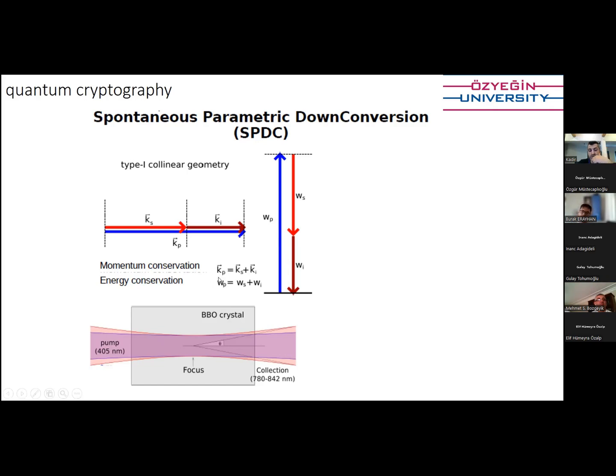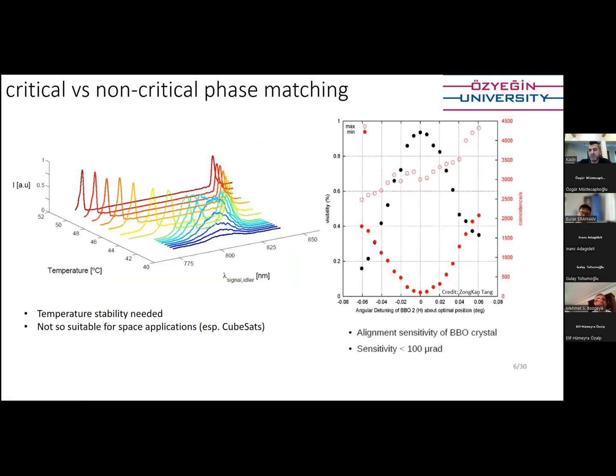The photon energy, instead of omega, you can just write c over lambda. And if you cancel the c's, you will see that in the energy conservation equation, 1 over lambda pump is equal to 1 over lambda signal plus 1 over lambda idler. So that's how you can find the correlation between the wavelengths. For this experiment, we use 405 nanometer pump light, and 780 nanometer and 840 nanometer photons come out. Once you put in a long pass filter, the blue light will be cancelled, and you will only be dealing with the SPDC photons.